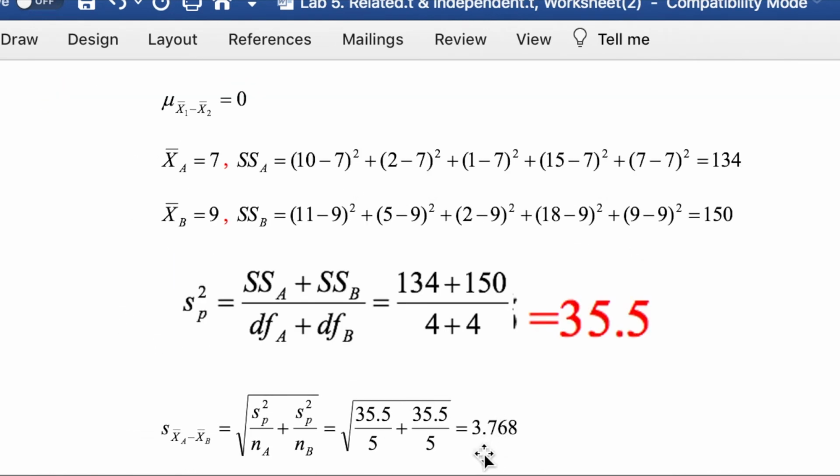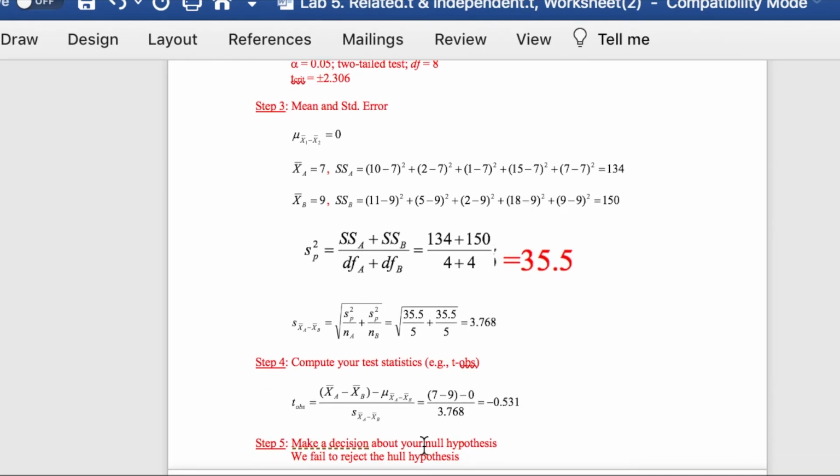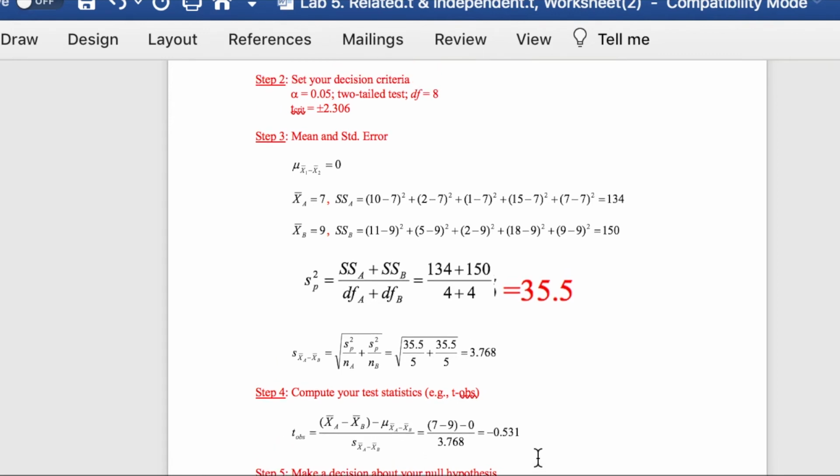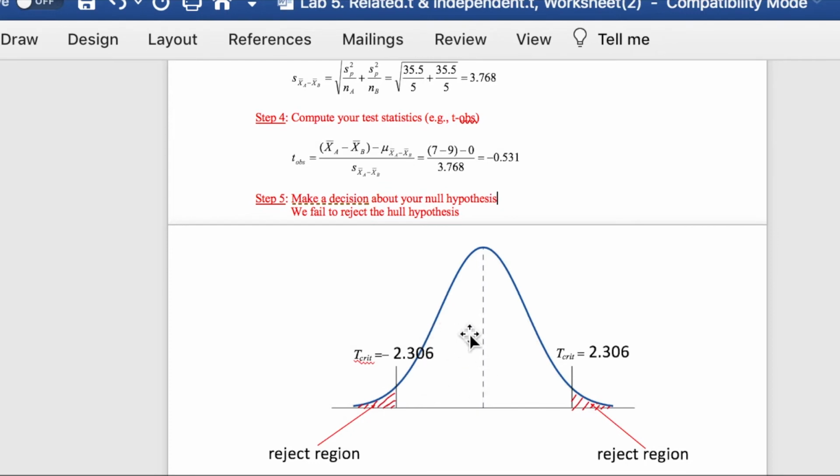The result is 3.768. Now we can get the observed t-value. So the final score is negative 0.531. So we can see we failed to reject the null hypothesis. So you can draw a graph like this. These are the 2 critical t-values, and the observed t-value is in the white area. That's why we cannot reject the null hypothesis.